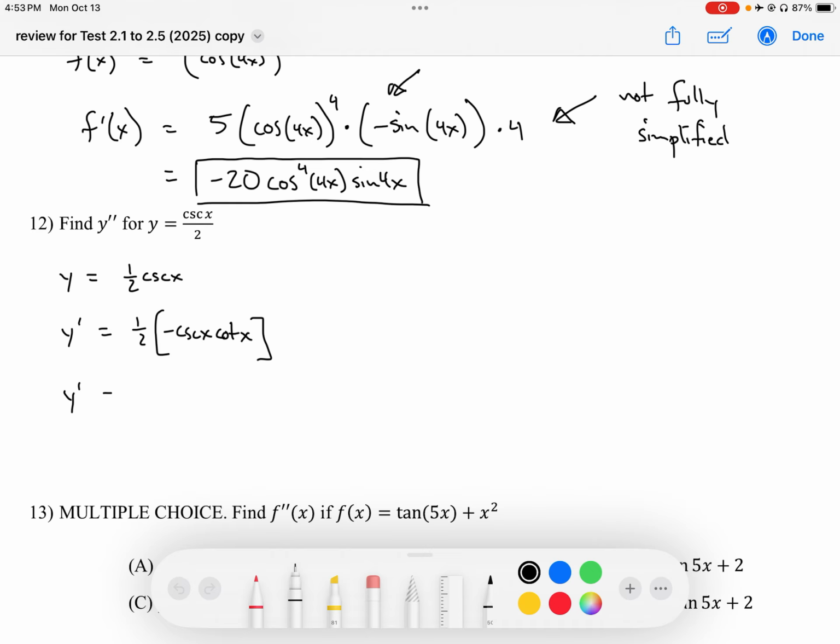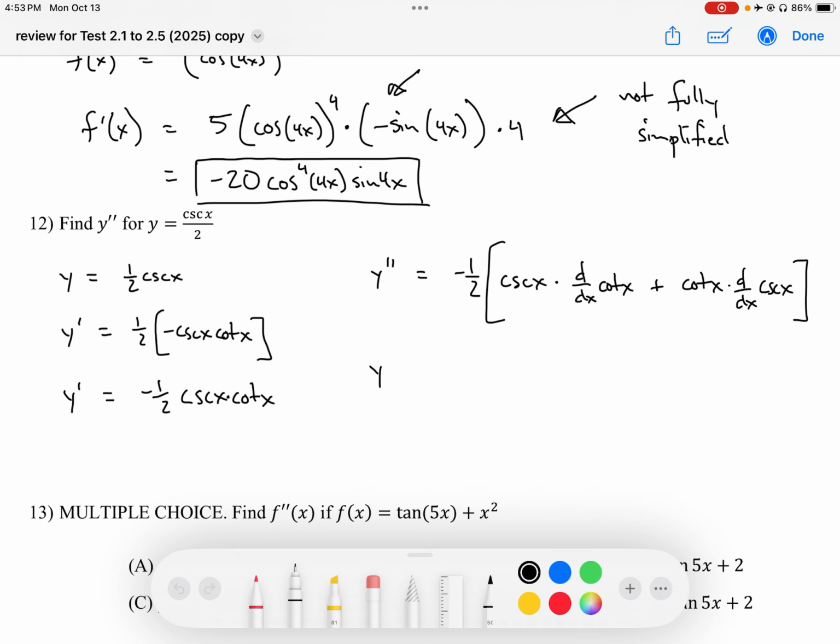So I'll rewrite that as y equals negative 1/2 cosecant x times cotangent x. So y double prime would be the derivative of that, which is negative 1/2 times the derivative of cosecant x cotangent x. So now I'm going to have to use the product rule because I have cosecant x times cotangent x. So I'm going to do first times the derivative of the second, and I'll just write it out so I don't have to do everything at once, plus the second times the derivative of the first.